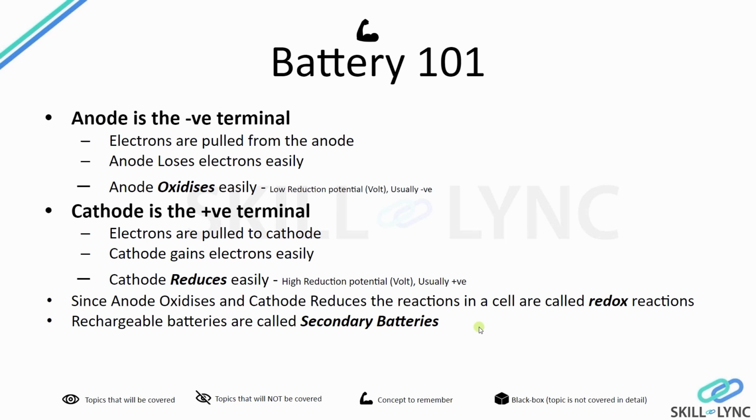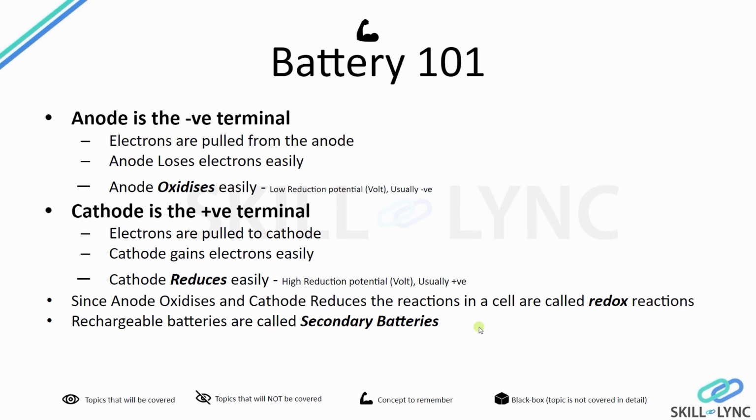This concept is a bit confusing to a lot of people because the cathode is actually gaining electrons, but we are saying that it's undergoing reduction, right? So how can something that's undergoing reduction be gaining something? It seems counterintuitive, but there is an easy way for you to remember this.